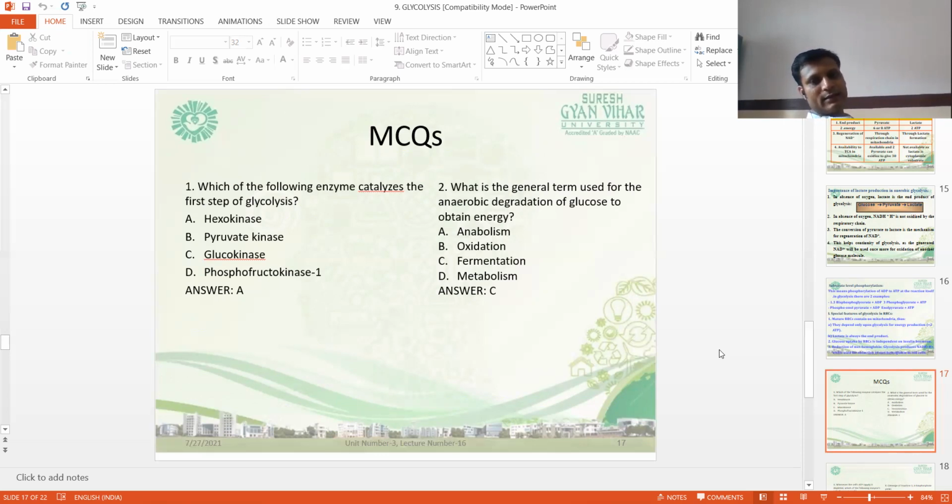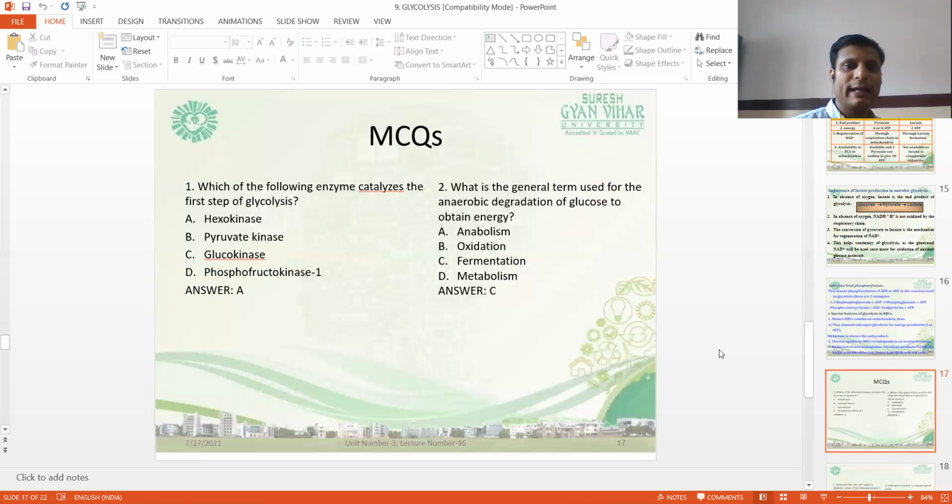So this hexokinase is required, and this is an energy-requiring, energy-dependent step. Hexokinase requires ATP to convert glucose to glucose 6-phosphate. So this is the first step of glycolysis. The answer is A. And pyruvate kinase is a later enzyme, and glucokinase and phosphatase 1 also come later. So the first step of glycolysis is catalyzed by hexokinase.